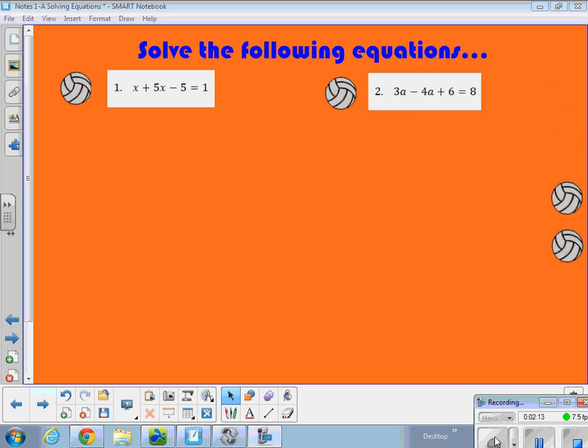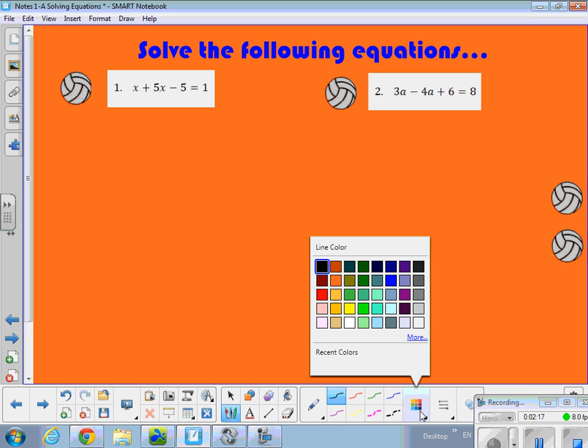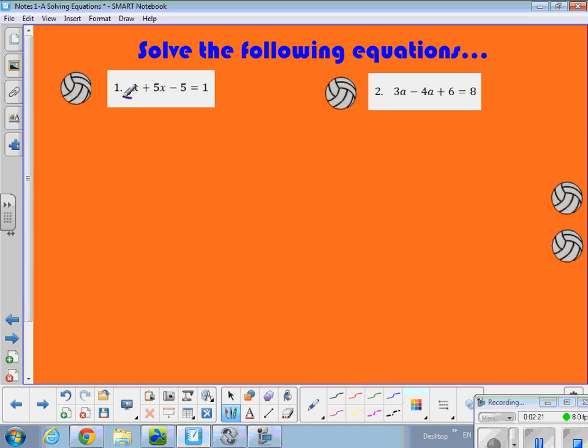Okay, let's take a look at number 1 here. The first thing on our steps is to simplify each side. So we're going to start by doing that. We're going to take x here plus 5x here. That's going to give us 6x, minus 5 is equal to 1.